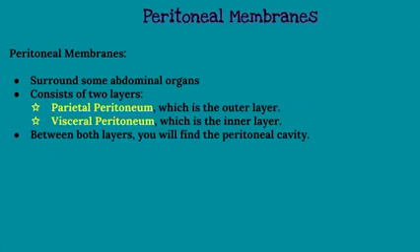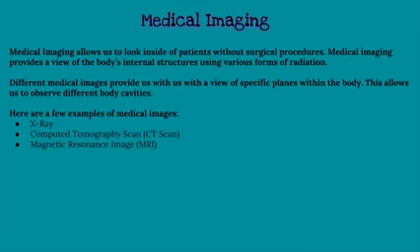The peritoneal membrane surrounds some of the abdominal organs. Now, between the parietal and visceral layers of the peritoneal membranes, you'll find the peritoneal cavity, which is a fluid-filled space. So, medical imaging provides us with an inside view of our patients using radiation, and different kinds of medical images will provide us with the view of different planes and different cavities of the body.